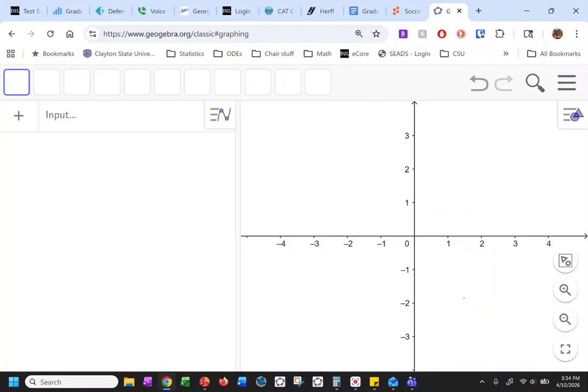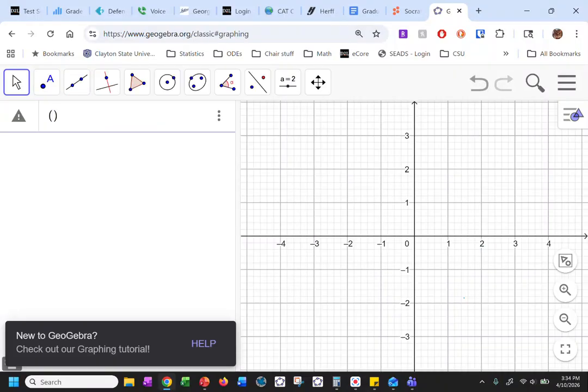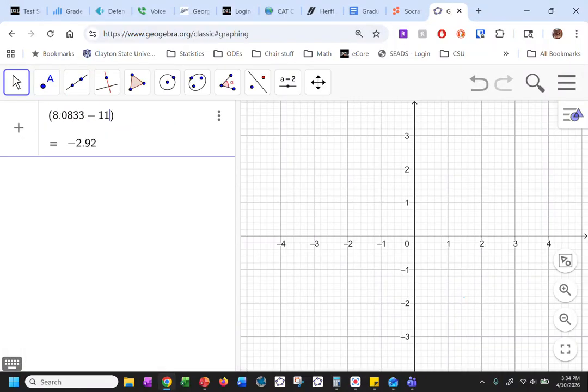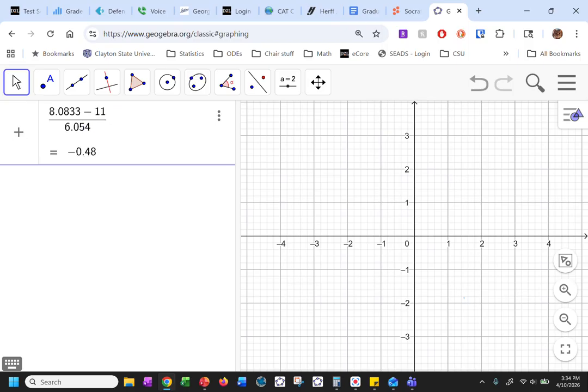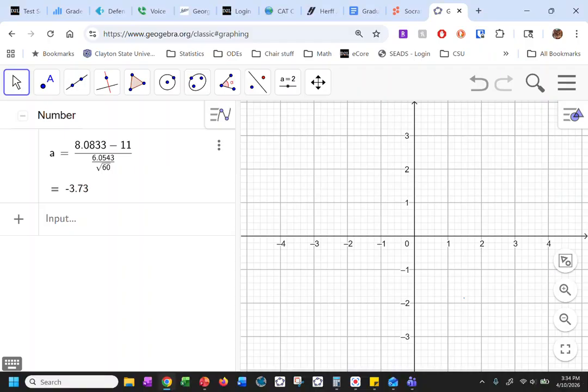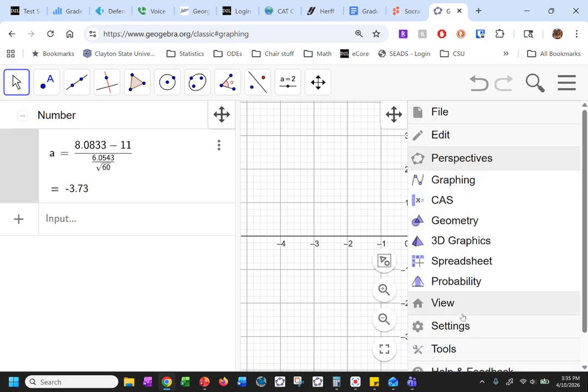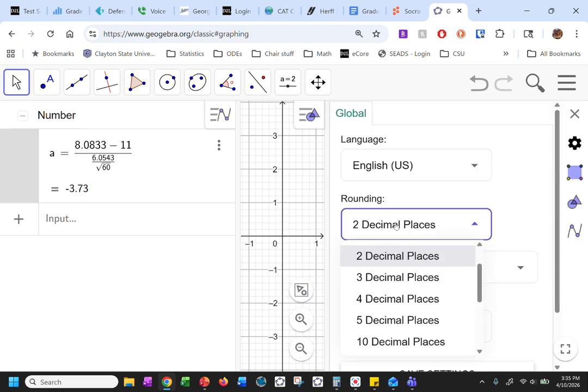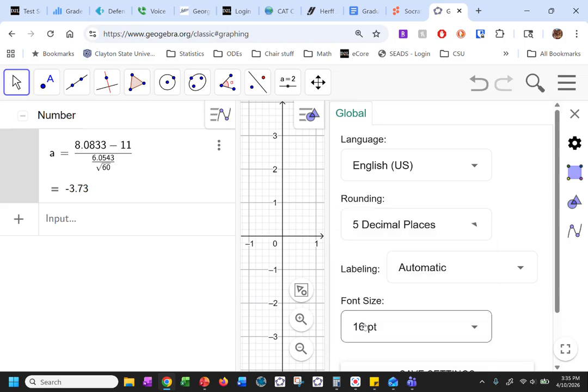So we're going to go to our graphing calculator view, 8.0833 minus 11 over S, so 6.0543 over square root of 60. Let's double check and make sure that those numbers are right. Hey, I remembered them. So our z-score, negative 3.73. It seems I think it defaulted to 2 decimal places while I wasn't looking. Yep. I would say keep 5 at least, maybe more.